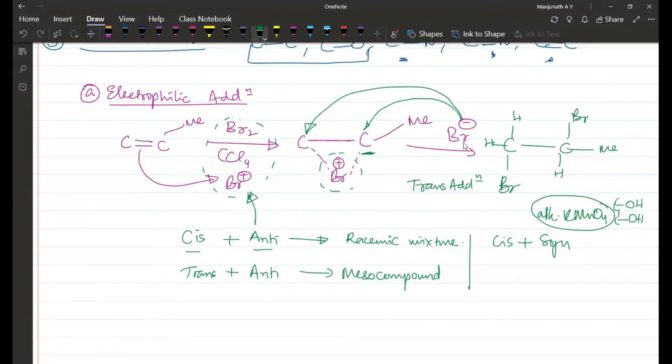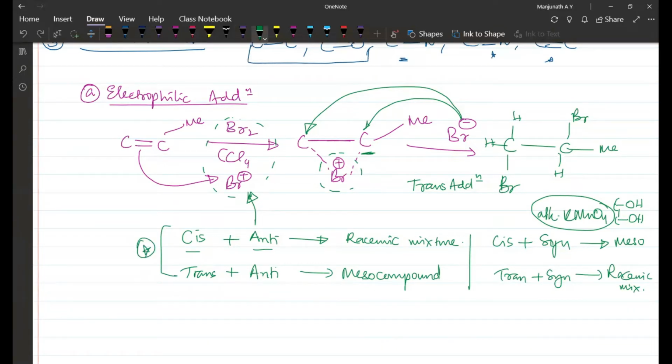Okay, so this will give a meso compound. That was trans. So if it is trans and syn addition, it will give a racemic mixture. It's not S, okay, RAC, racemic mixture. So you should know this because sometimes they can ask, that's why.